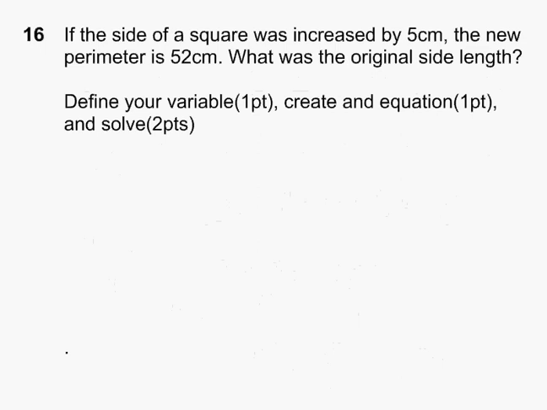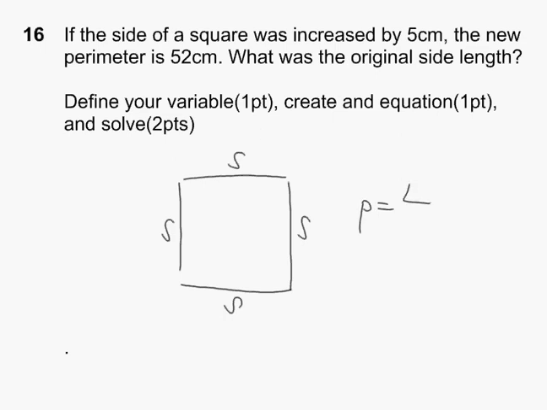Question 16, if a side of a square was increased by 5 centimeters, the new perimeter is 52. What is the original side length? So the first thing you have to know is that a square has 4 sides of equal measure. Hopefully you all knew that, S, S, S, S. And the formula for the perimeter of a square is 4 multiplied by the side length. Because if the side length was 2, then 4 times 2 would give it a perimeter of 8. If the side length was 10, then 4 times 10 would give it a perimeter of 40.